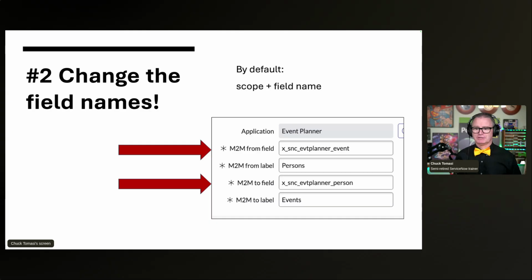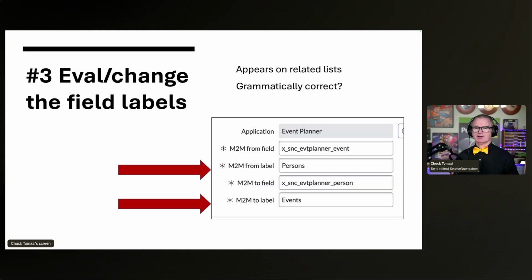Tip number 2, look at and change those field names. As a developer, I don't really give a rip about the scope in the field name. I want it called event and person, or maybe event and people, or something of that nature. These are what you will end up typing in your script. So by default, it is going to include the scope. And then you will have to remember every day for the rest of your life, oh, I need the scope on this field name, not the table name, the field name. Nowhere do I ever see this except in the default M to M tables, and you will hate yourself if you don't. Then take a look at and possibly change the labels.